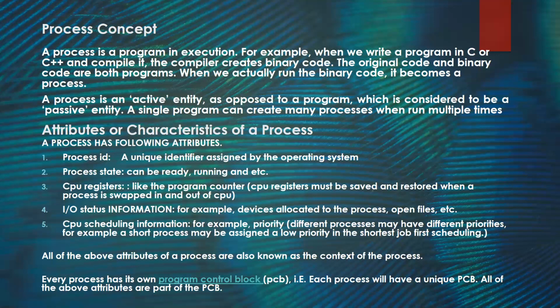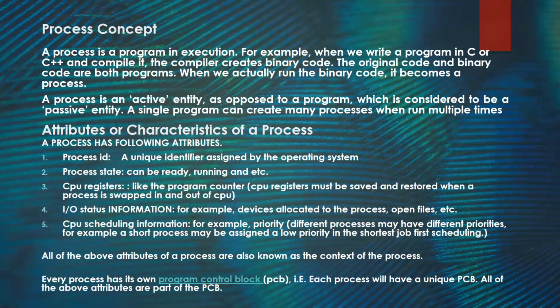CPU scheduling information. Ito yung isang attribute pa ng process. Ano yon? For example, what is the scheduling used when processing that process? So, for example, priority ba yung ginamit niyang scheduling? Different processes may have different priorities. For example, a short process may be assigned a low priority in the shortest job first scheduling. So, definitely, there are different process scheduling, and iba-iba din yung priorities. So, hindi natin masabi kung sino ang mauuna at hindi rin natin masasabi kung sino yung mahuhuli.